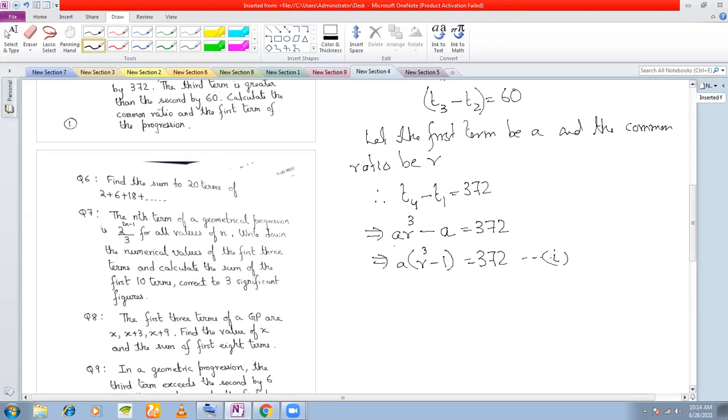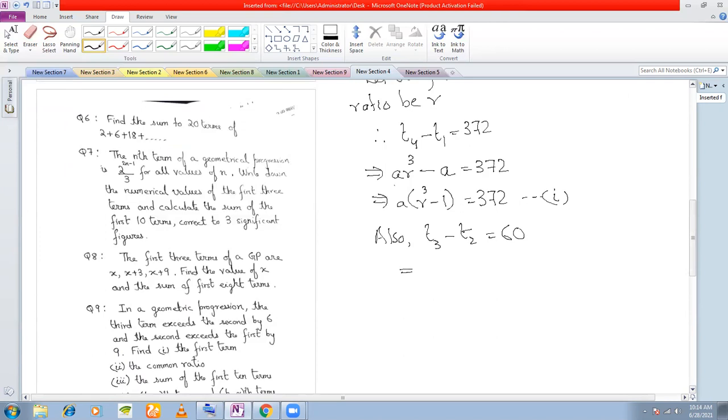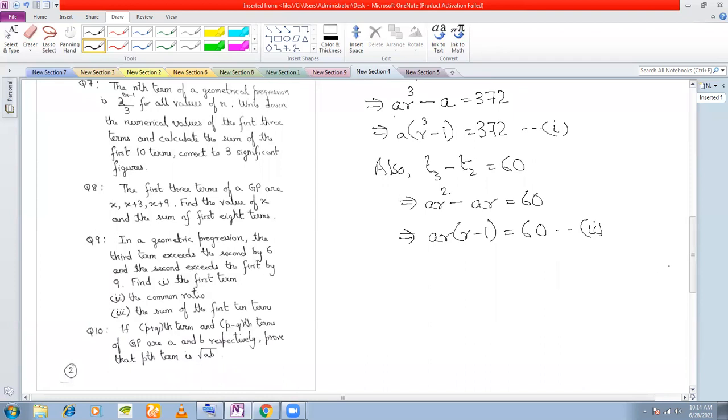This is the equation that you are getting. Call this 1. Also, what is the next condition given? That T3 minus T2 is 60. T3 is how much? AR to the power of 3 minus 1, that means AR square. And T2 is how much? AR to the power of 2 minus 1, that means AR, is equal to 60. From these two, you can take AR common. You get AR into R minus 1 is equal to 60. Call this 2. Now we want to solve these two equations to find out the value of A and R.